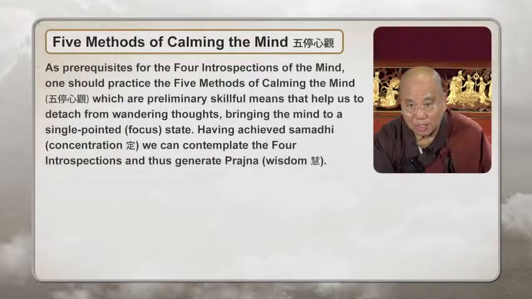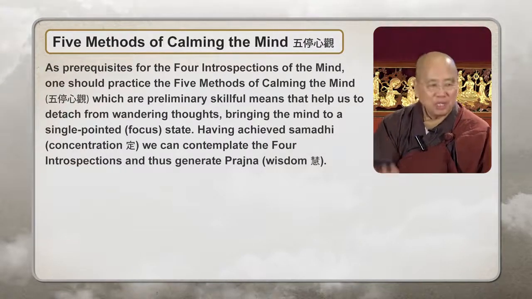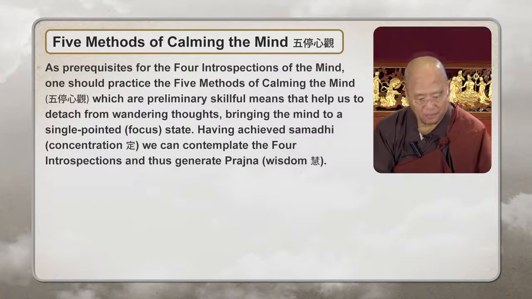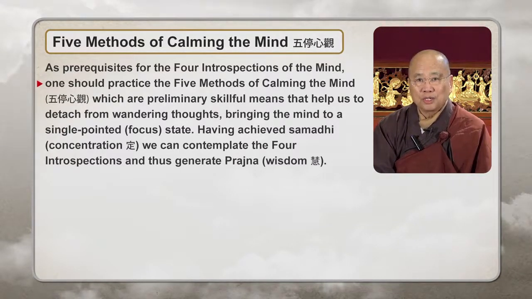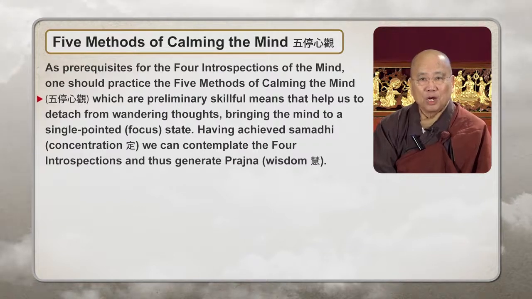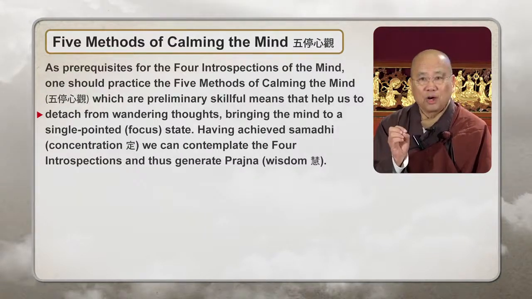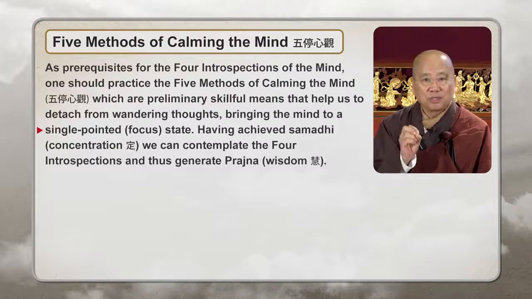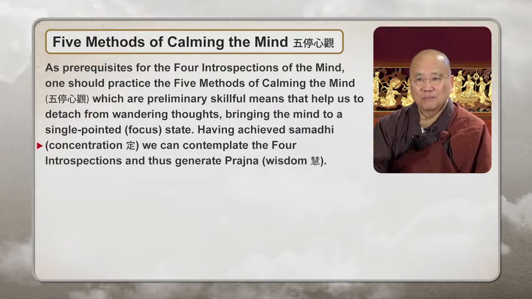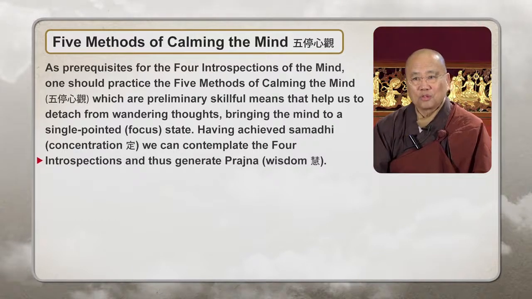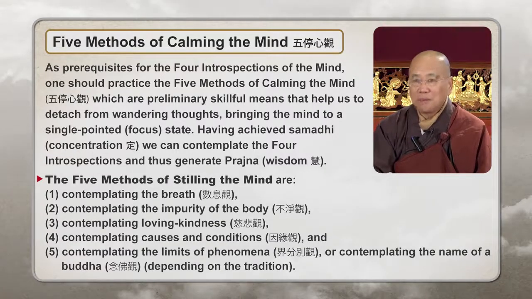So let's get to know a little bit more detail about the 5 methods of calming the mind first, before you even get into introspection. How do we do it? As prerequisites for the 4 introspections of the mind, one should practice the 5 methods of calming the mind, which are preliminary, basic, skillful means that help us to detach from wandering thoughts, bringing the mind to a single pointed state. Having achieved samadhi, or concentration, we can contemplate the 4 introspections and thus generate prajna, which is wisdom. The 5 methods of calming or stilling the mind.